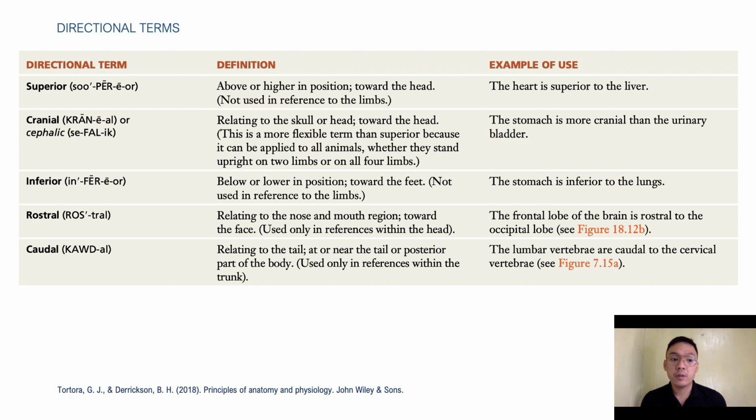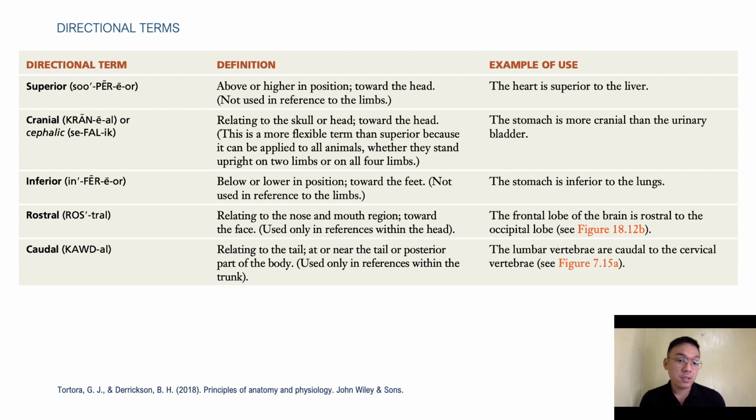Cranial, or we call it cephalic, relates to the skull or head or towards the head. It's a more flexible term than superior because it can be applied to all animals, whether they stand upright on two limbs or on all four limbs. Let's say the stomach is more cranial than the urinary bladder. Inferior is a low position towards your feet, and it's not used in reference to the limbs. Your stomach is inferior to the lungs.